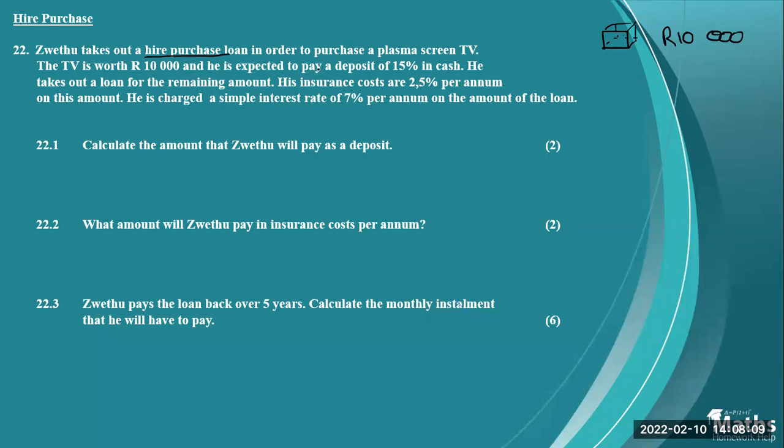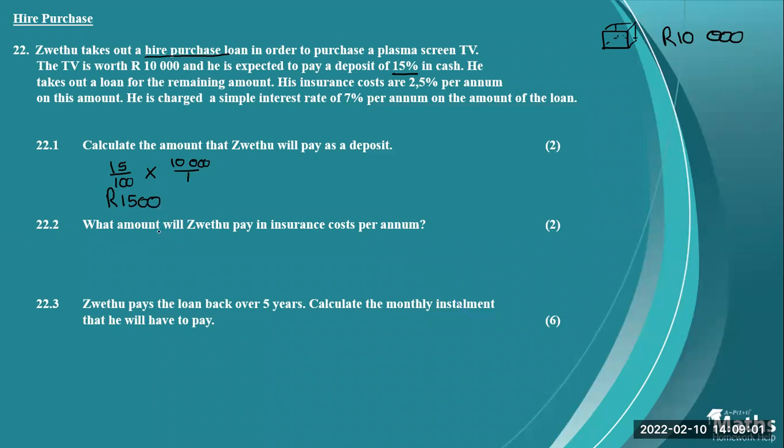And he is expected to pay a deposit of 15% in cash. Again, you can't just take it home. You have to pay the shop owner something. So he's going to pay 15% in cash. Let's first look at the first question. Calculate the amount that Sweat 2 will pay as deposit. Well, it's going to be 15% of my TV, which is going to cost me 10,000 Rand. So you pop that into the calculator, and that's going to give you 1,500 Rand. So this is the amount, 1,500.